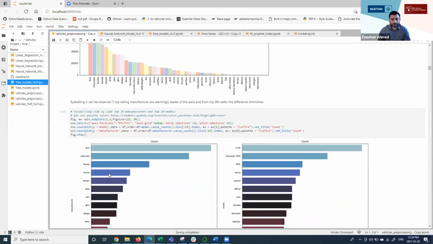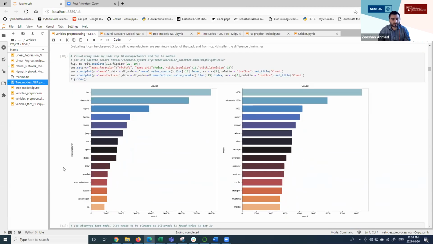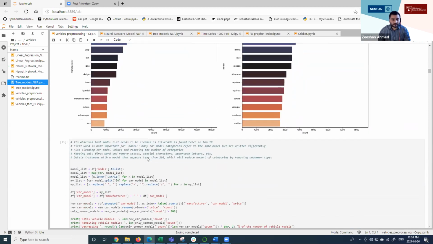Moving on, what I tried to do was find out which were the best selling models. And check this out. Ford, the manufacturer, and then the models are F-150, that's a truck manufactured by Ford, and Silverado. But I haven't done any cleaning yet. After cleaning my data, that's what I did.